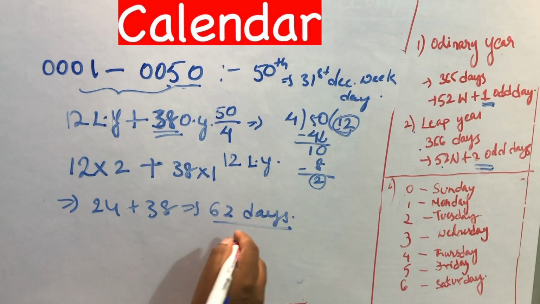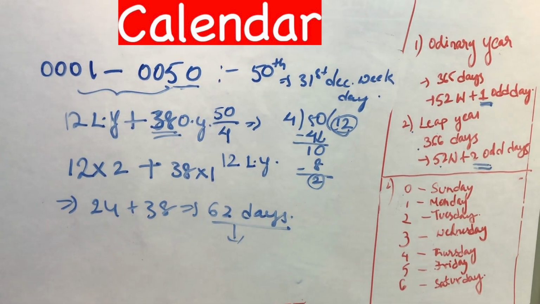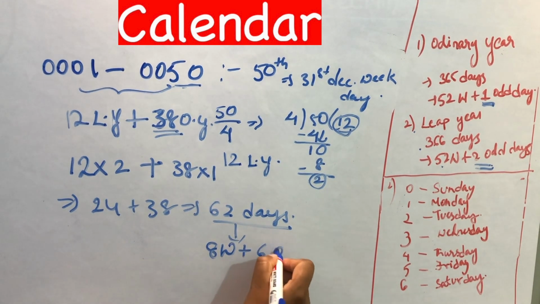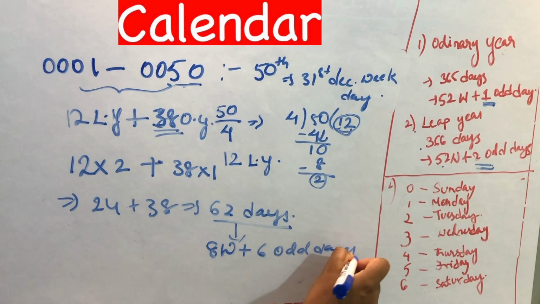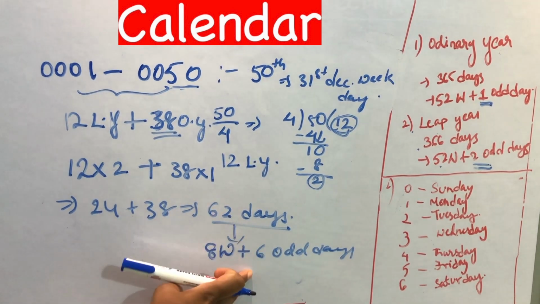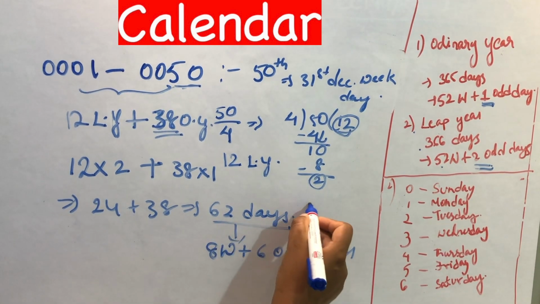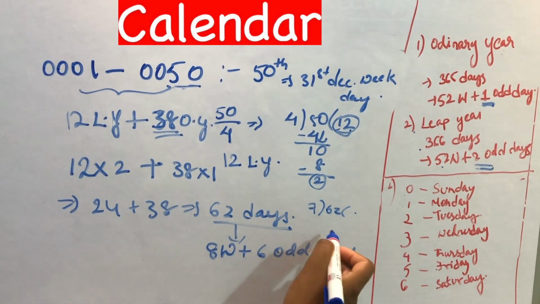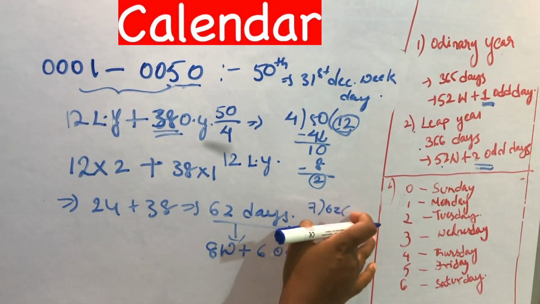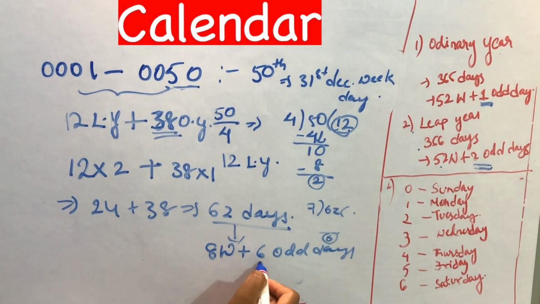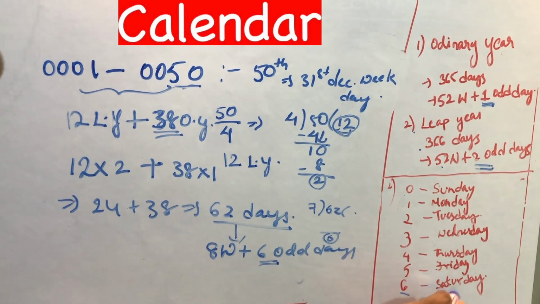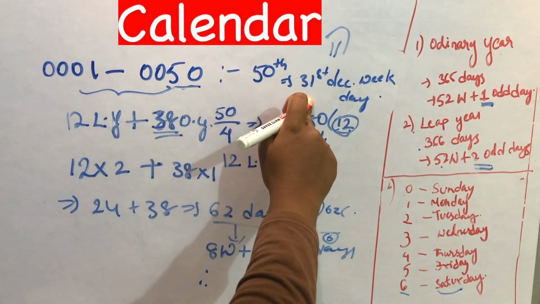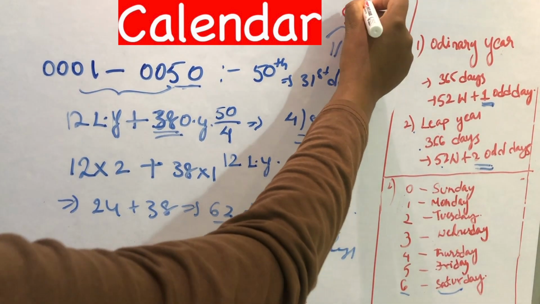Now if you want to convert the 62 days in terms of weeks and odd days, then you will have 8 weeks plus 6 odd days. So you remember it, right? How to calculate from days to weeks plus odd days: the given value you have to divide by 7. Then you will get this value. The remainder value is the odd days and the quotient value is the weeks. Now if it is 6 odd days, for the value 6 it's Saturday, right? Therefore the last day of the 50th year, 31st December, is Saturday.